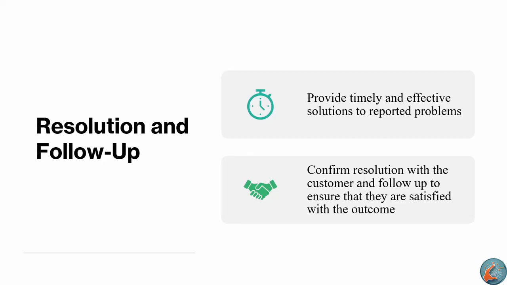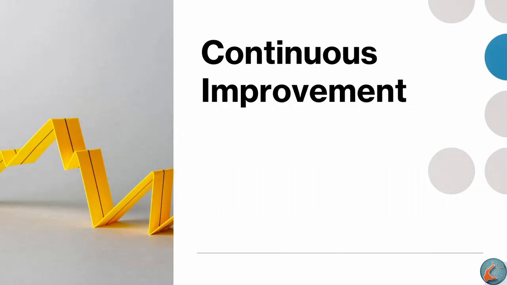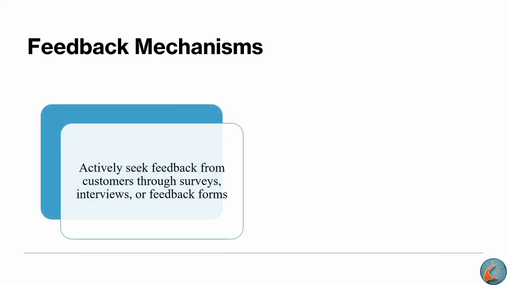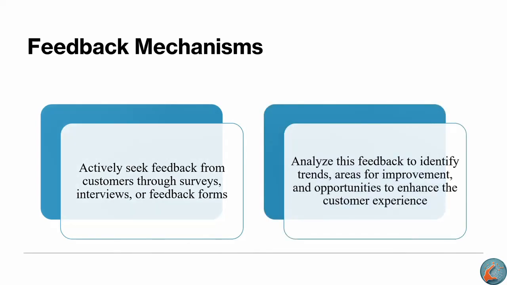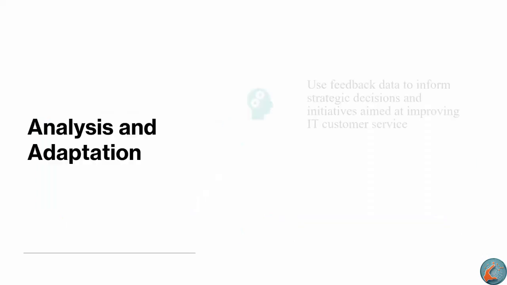Another thing that is also important for an IT support person is continuous improvement. Now, how can an IT support person continue to improve his skills at what he does? One, feedback mechanism. Actively seek feedback from customers through surveys, interviews, or feedback forms. And as an IT support person, always analyze this feedback to identify trends, areas of improvement, and opportunities to enhance the customer experience.